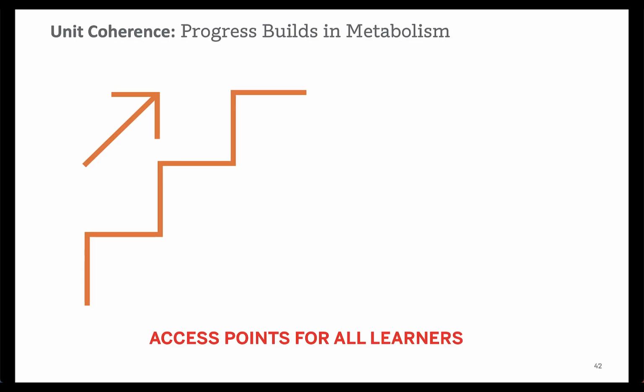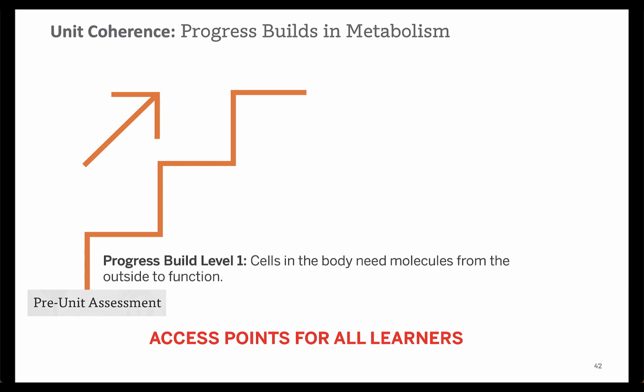Now let's talk about the progress builds and how this helps all learners be successful with Amplify Science. I'm going to use the metabolism unit as my example. You're going to start the unit by giving the pre-unit assessment. This will be auto-scored multiple choice and 2 written responses with rubrics that you can then use to evaluate the student prompts. Most of your students may score a progress build 0 and maybe a 1, and that's okay because we're going to start simple. Our unit starts simple. In this case, cells in the body need molecules from the outside. Students know they have to eat and breathe, and we'll use that knowledge to then build upon.